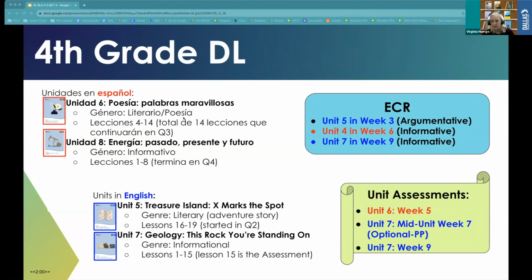And the unit assessments is unit 6, then in week 5. Unit 7, you will have an optional, okay? I put a pausing point in the middle of the week so that you can have the mid-unit assessment. And finally, for the unit assessment for unit 7 would be week 9.